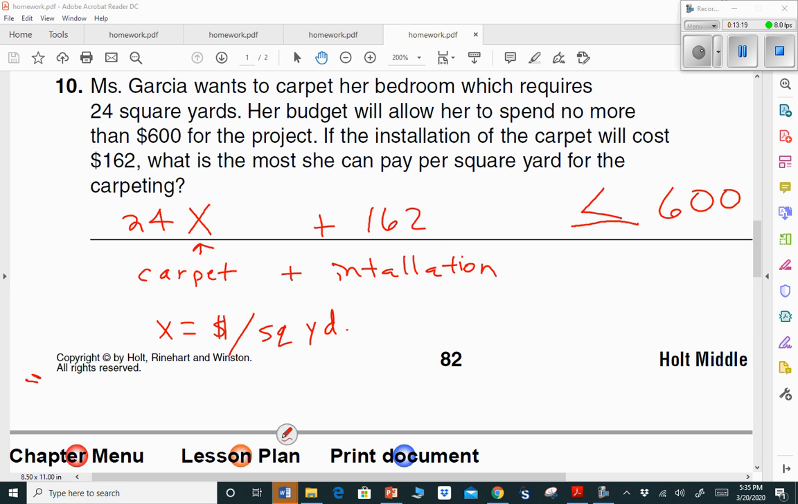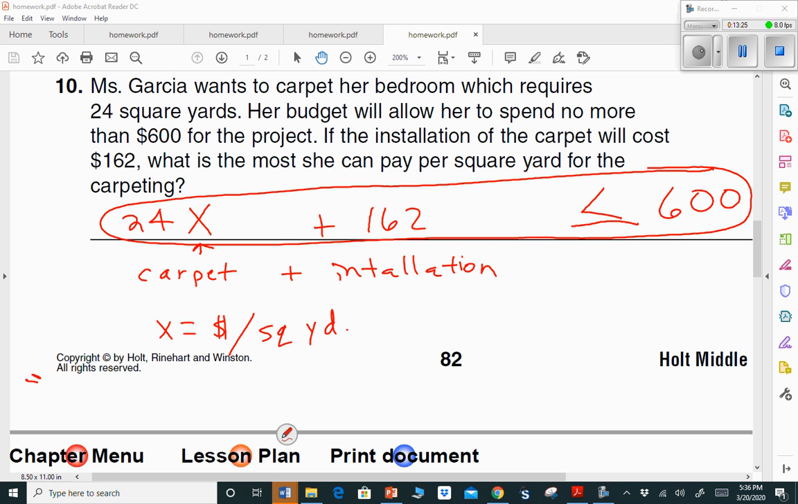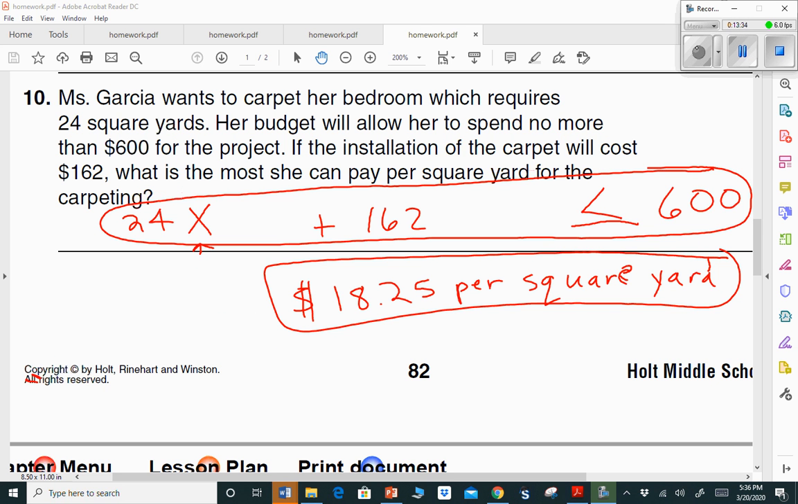Okay, so the hard part is done. The inequality is set up for you. So you go ahead and solve it. Show your work to solve it. And pause the video and come back for the answer. Okay, so your answer should have come out to $18.25 per square yard.